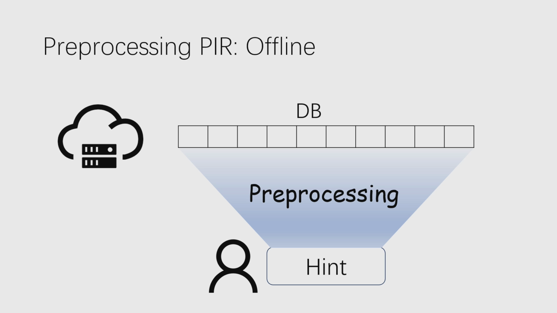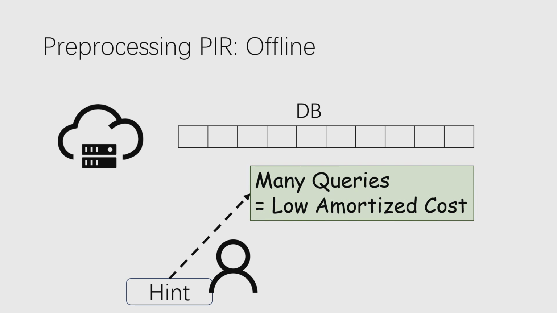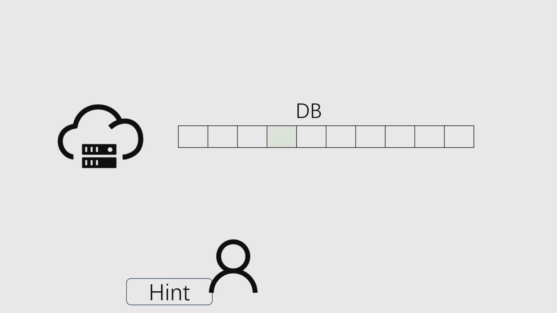Usually we model the database as an array. And at the end of the pre-processing, the client will usually store the pre-processing result. We call it hints, and it usually contains some useful information about the database. The hints will usually be used for multiple online queries to help with computation and communication. Because we repeat it multiple times, the pre-processing cost after amortization will be pretty low, actually sublinear, and the online cost can also be much more efficient.